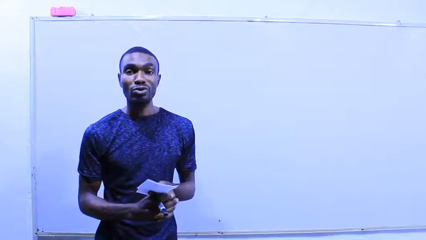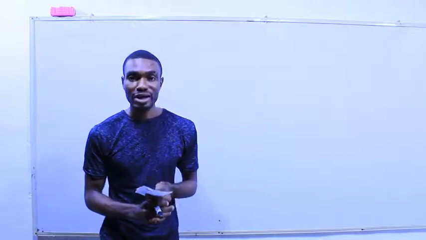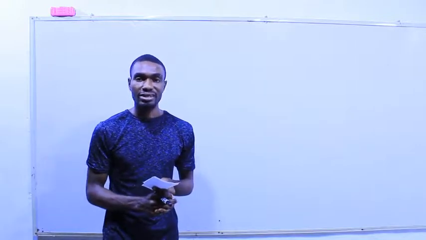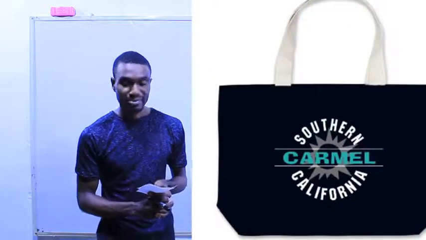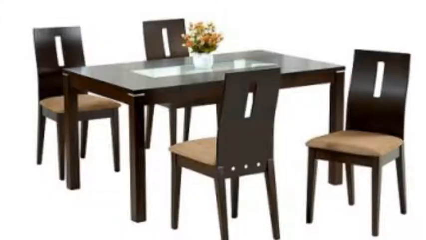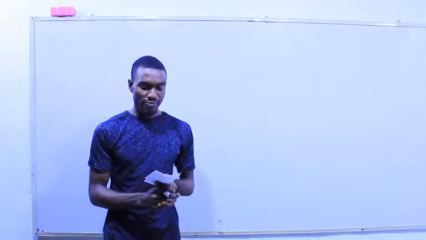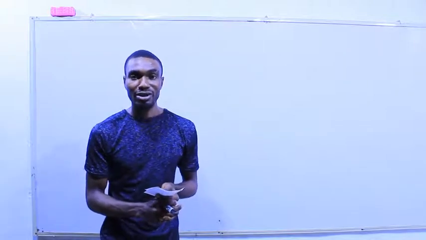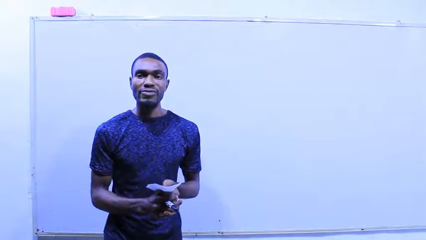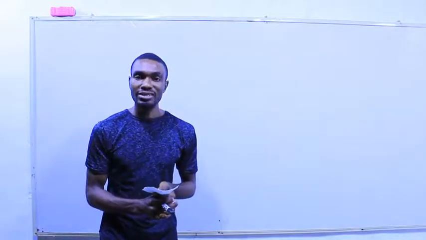R for règle. Règle. That means a ruler. S for sac. Sac. That means a bag. T for table. Table. That means a table. U for uniforme. Uniforme. That means uniform. V for voiture. Voiture. That means a car. W for wagon. Wagon. That means a truck.